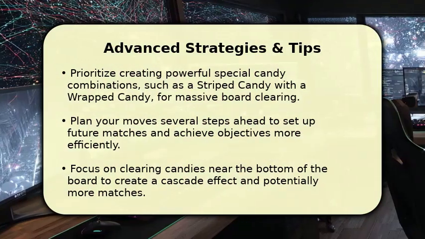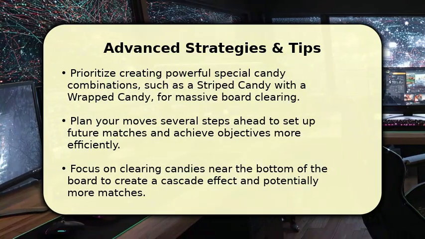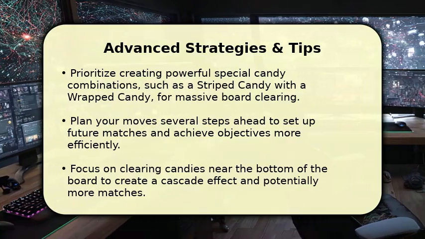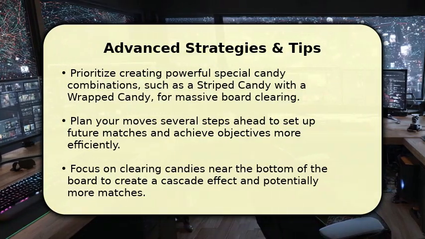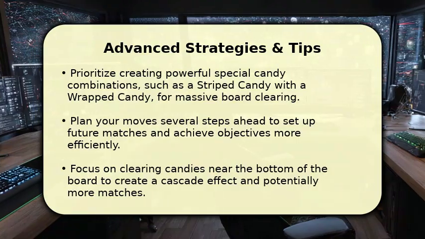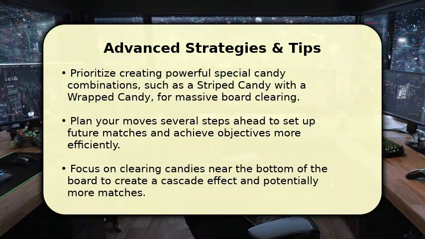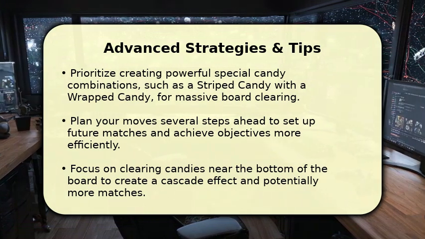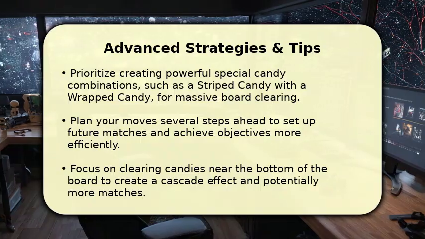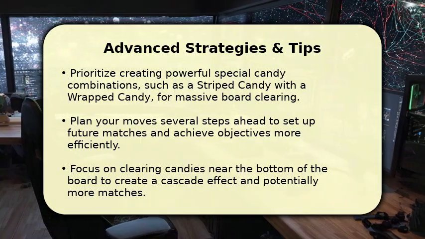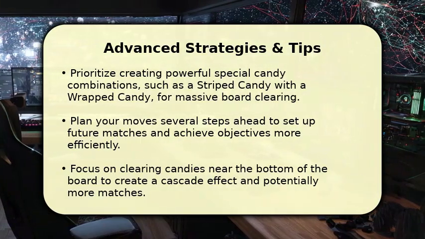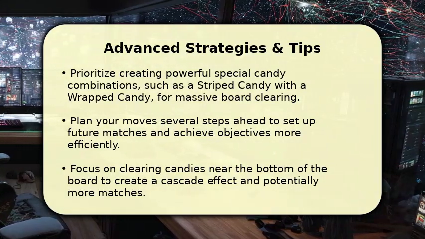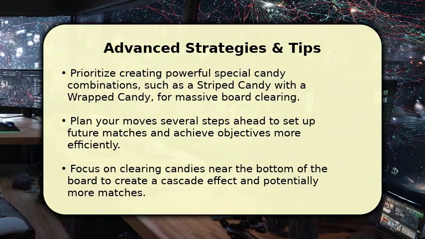To truly master Candy Crush, consider these advanced strategies. Always look for opportunities to combine special candies. For instance, combining a striped and a wrapped candy creates a huge explosion, clearing 3 rows and 3 columns. Try to plan your moves 2 or 3 steps in advance, thinking about how each match will affect the board. Often, making matches at the bottom of the screen can cause a cascade, leading to unexpected and beneficial chain reactions. These tactics will significantly improve your chances of success.